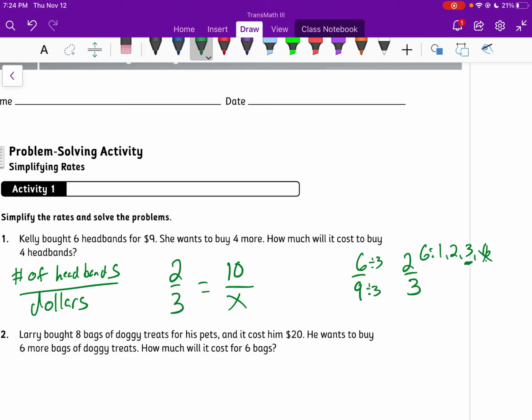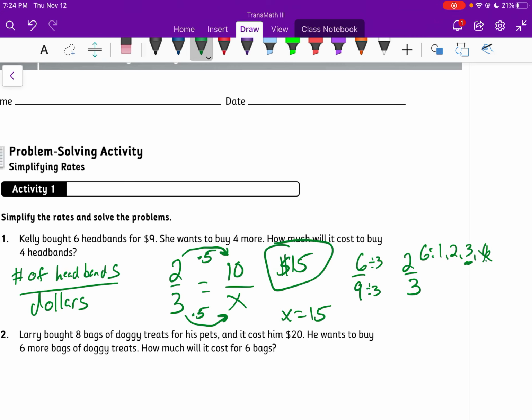Okay, so this is our simplifying method. Once I simplify, now I have an easy way to get from 2 to 10, which is going to be multiplying by 5. So 3 times 5, we get x is equal to 15. So for this case, x equals 15 is saying that it will cost $15 to buy those 10 headbands.